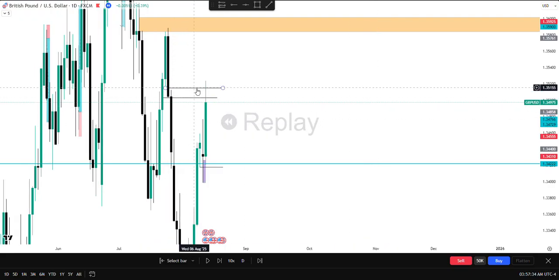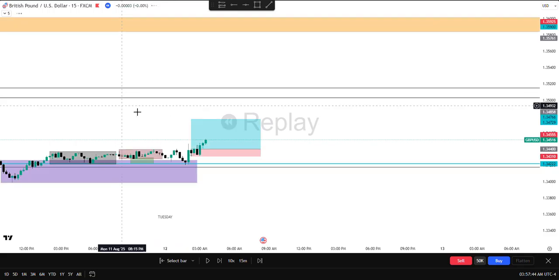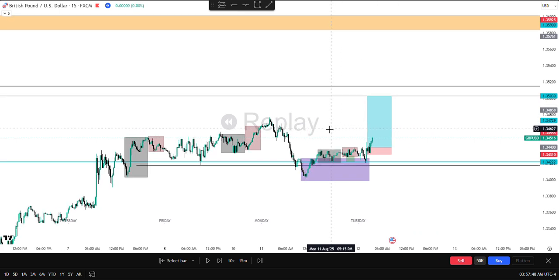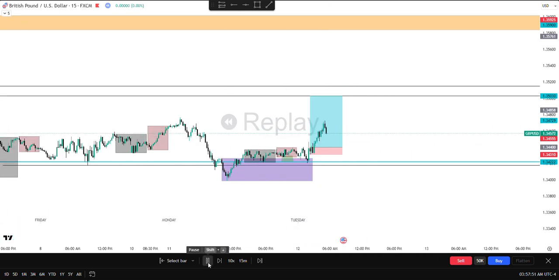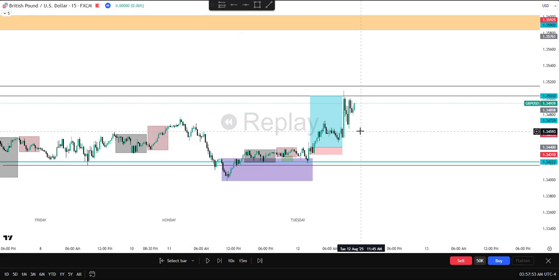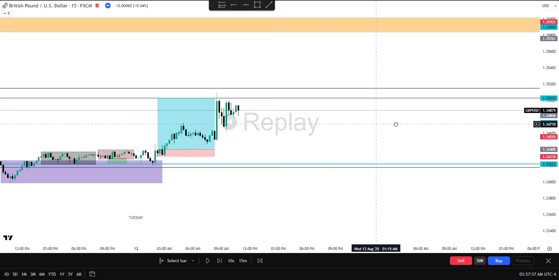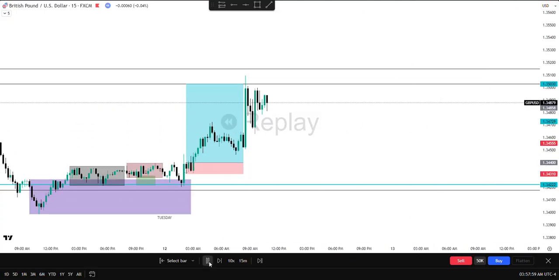Why did I put that there? Oh, right, that's the top of the resistance of this fair value gap, and then this is the top of this fair value gap. So I was targeting that fair value gap up here. As you can see, just trades higher. Coming into New York, tags me in. We'll go over the next session.